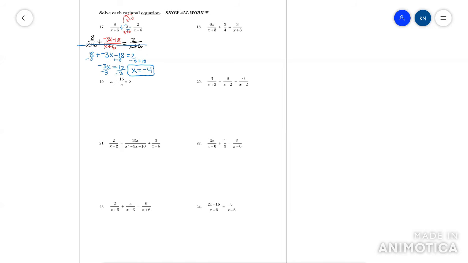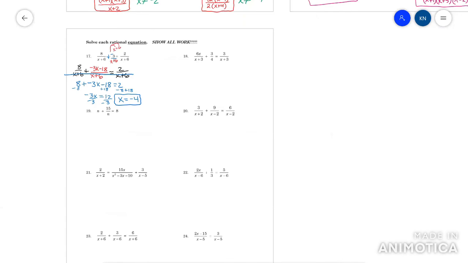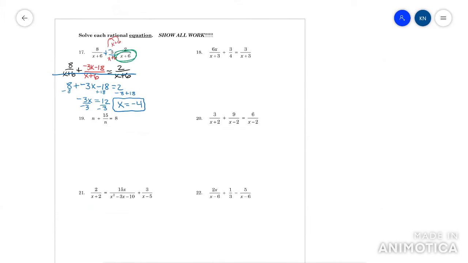Now there is one more thing you have to check when you solve these. You have to check for restricted values, remember, like x could not be negative 4? Well, that still applies here. So just looking at this, x could not be negative 6 because of this right here. But that doesn't matter because our answer was negative 4, which is fine.